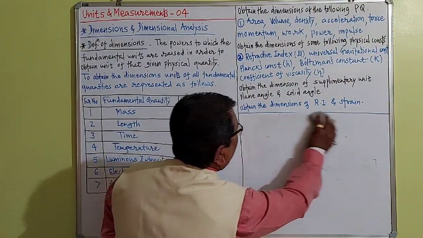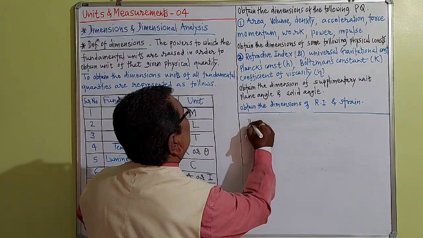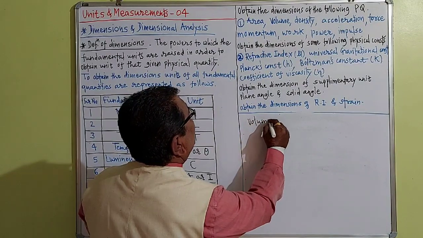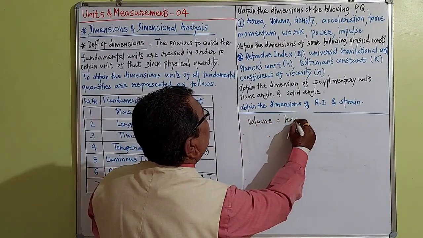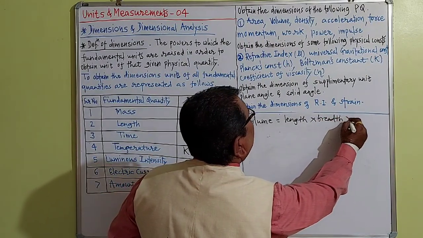The next one is what? Next one is volume. Write down the formula of volume. Volume is equal to what? Length into breadth into height.